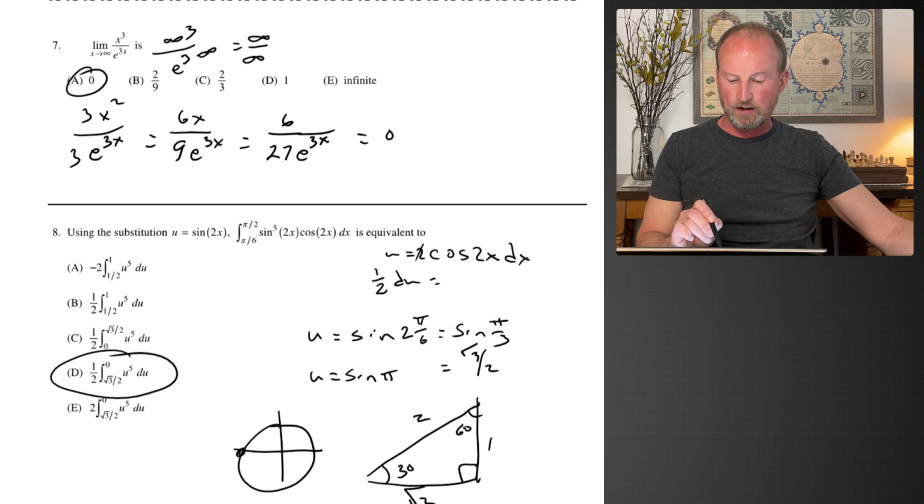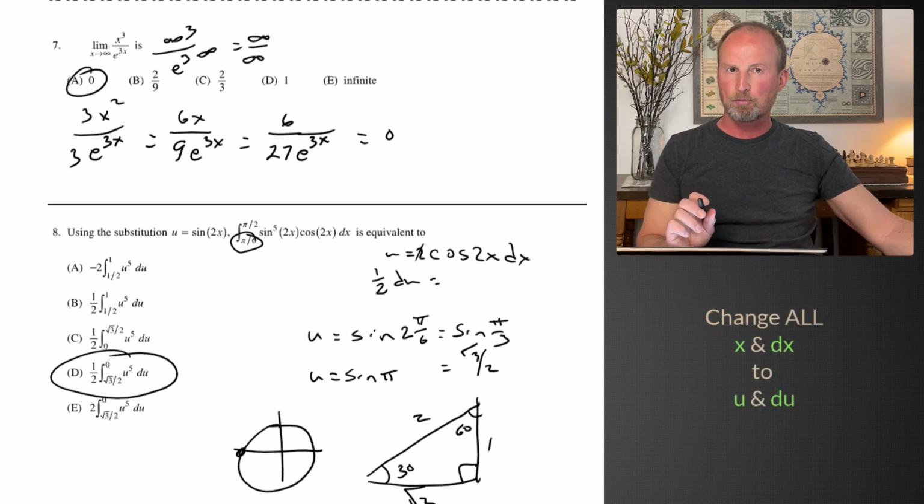Key in here, I think, is to recognize that this is in terms of u, and in terms of x, and I want it to be in terms of u. So when you do a u substitution, everything needs to be changed from x's to u's, including the upper and lower bound. That's probably the key in that one. Okay.